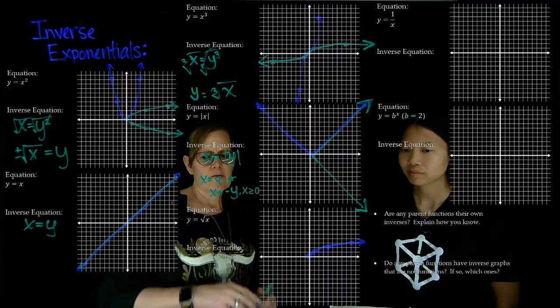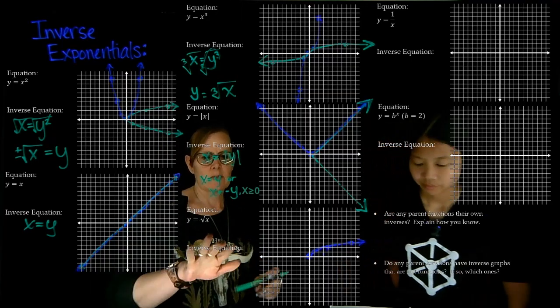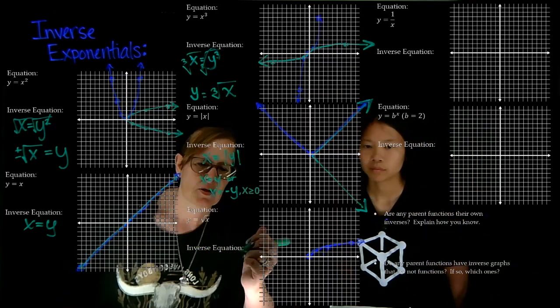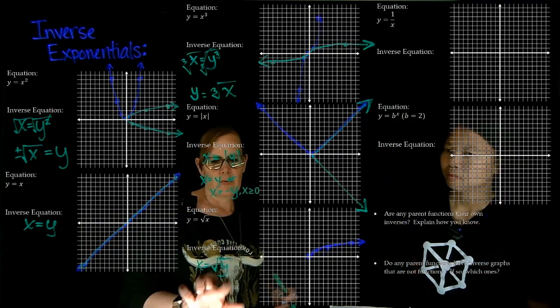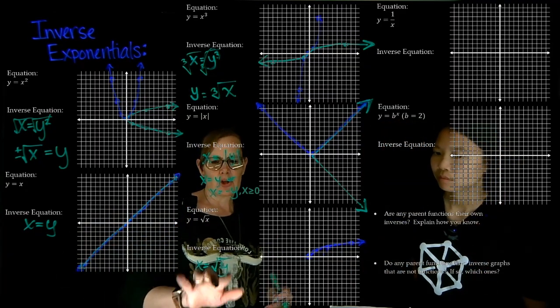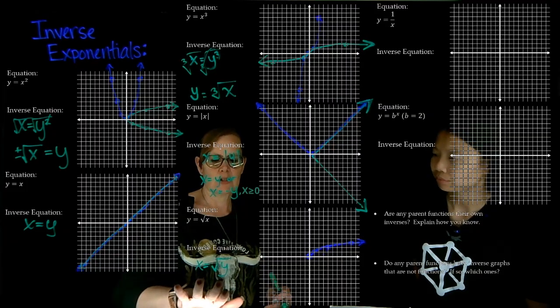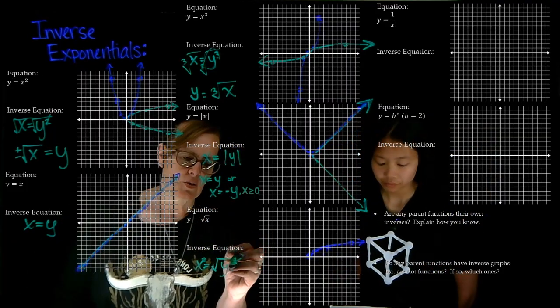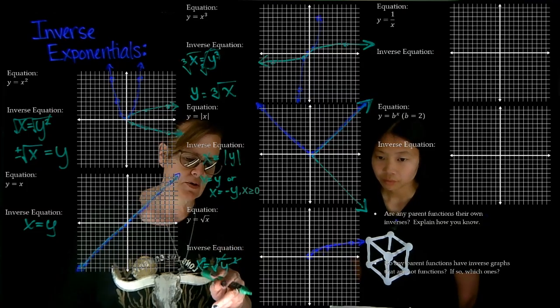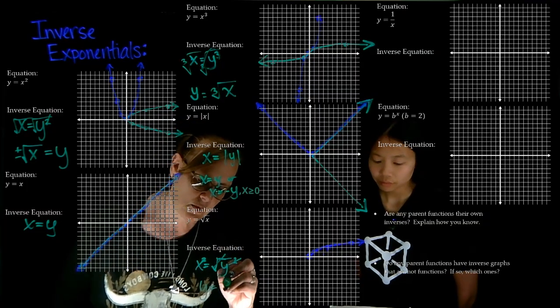So we do the inverse of our equation. I'm going to switch my x and y's. So now I have x equals square root of y. And I want to undo that. I want to make sure that I'm y equals my equation. So I'm going to undo the square root by squaring both sides. So this squared gets rid of the square root. So now I have y equals x squared.